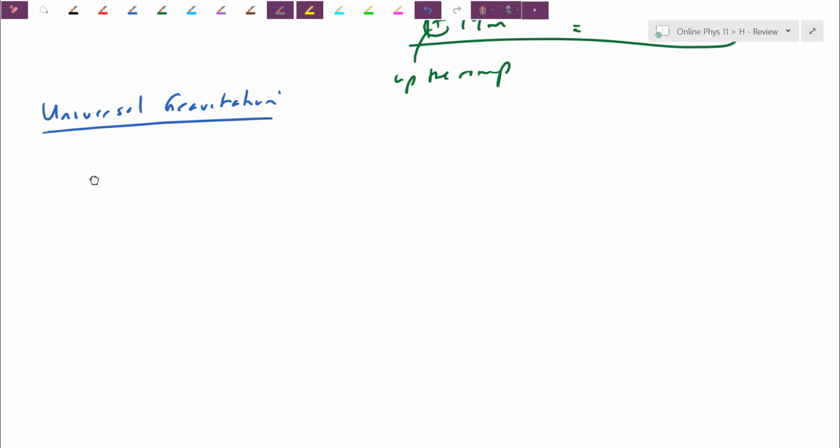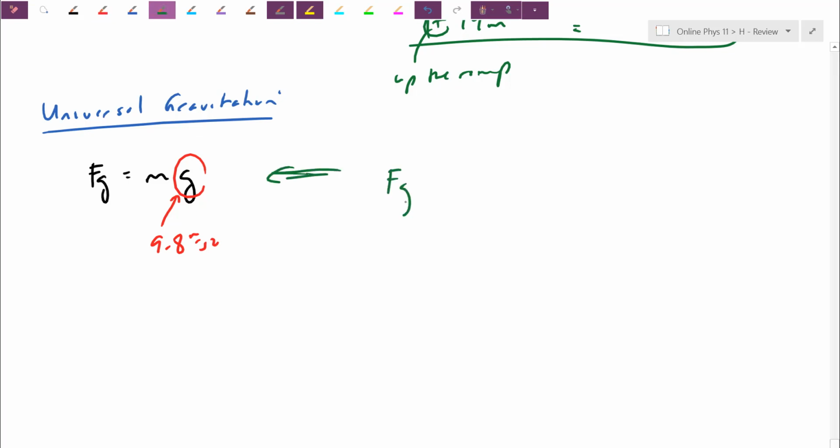This formula here, Fg, force of gravity is equal to mg, was actually a slight simplification. We've been assuming we're on the Earth's surface. We've been assuming this one here was 9.8. This formula is actually a simplification of a much bigger formula, Newton's law of universal gravitation on your formula sheet. Fg is equal to G m1 m2 over r squared.